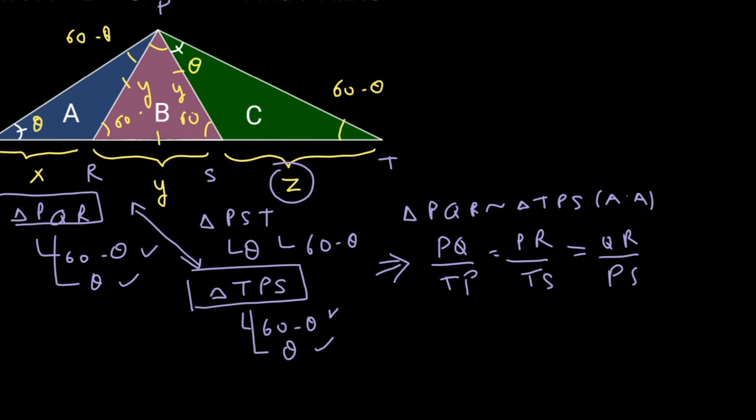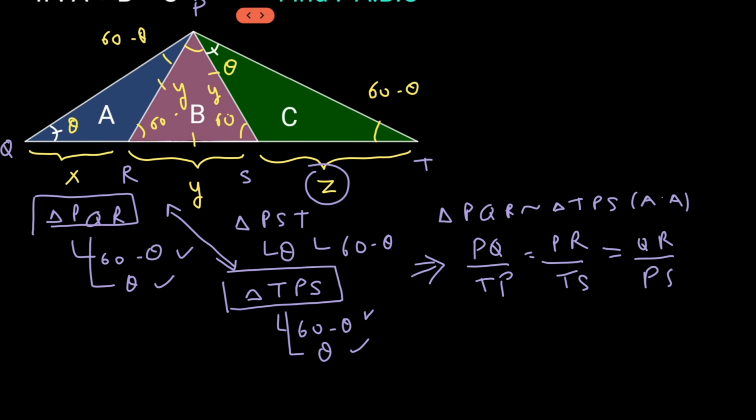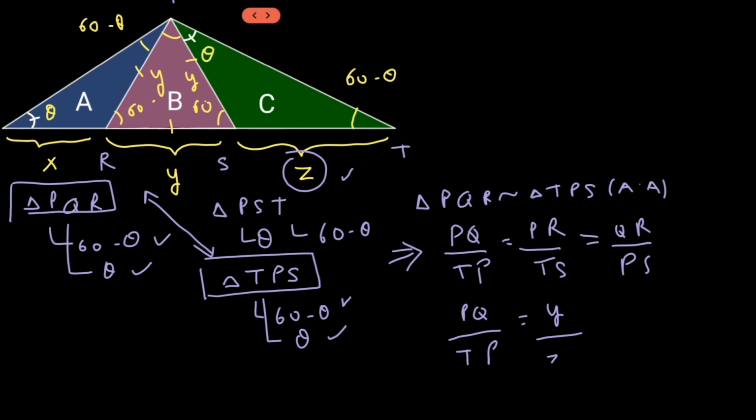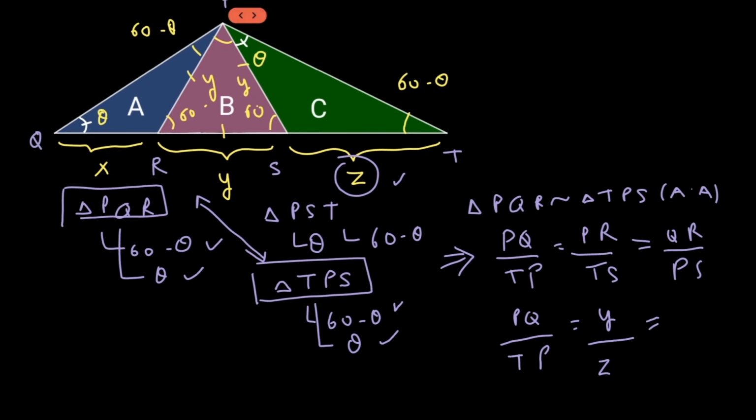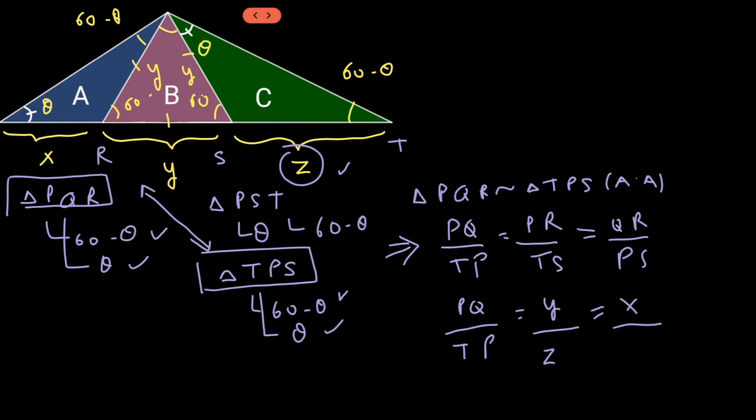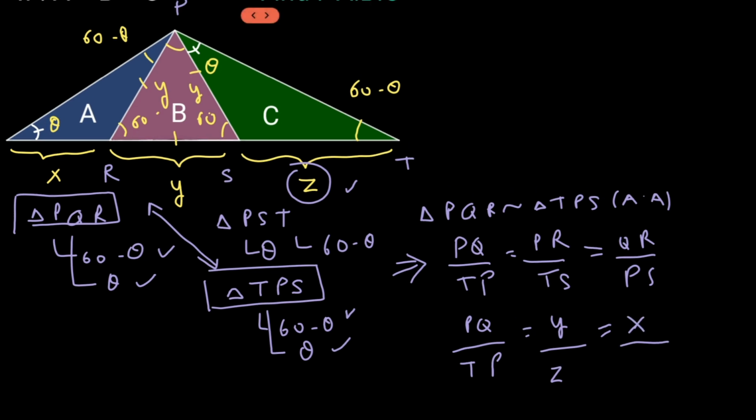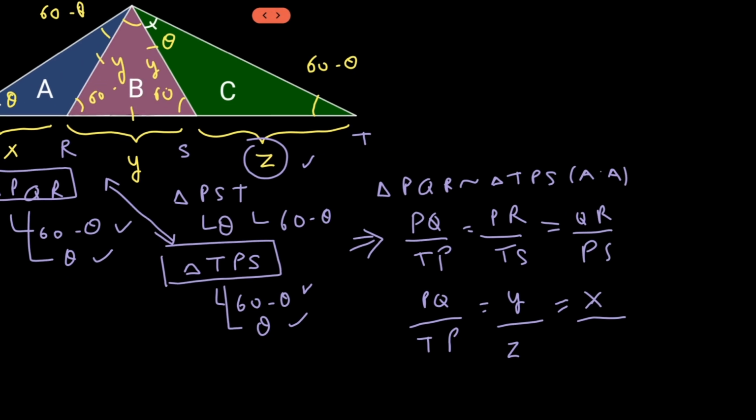So the first thing is PQ upon TP. As per the diagram, the length of PQ is not given, so let it be PQ. The length of TP is also not given, so let it be TP. This is equal to PR upon TS. As per the diagram, PR is the side length of this pink triangle, hence it would have a value y, upon TS. According to the diagram, TS is the base of this green triangle, hence it would have a value z, equal to QR upon PS. QR is the base of this blue triangle, therefore the value is x upon PS. PS is the side length of this pink triangle, hence it would have a value y.